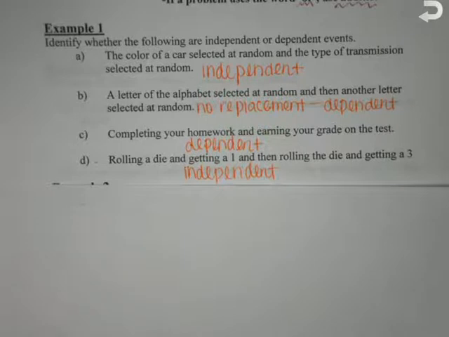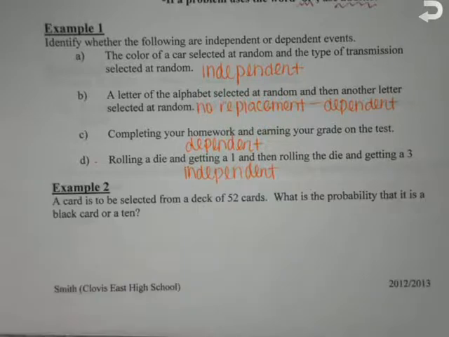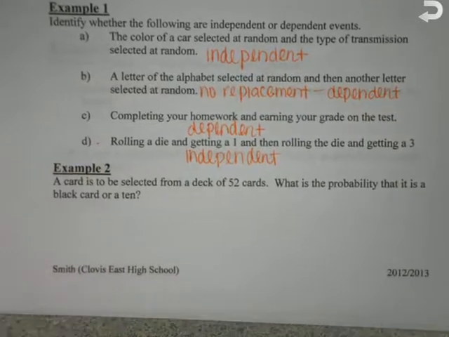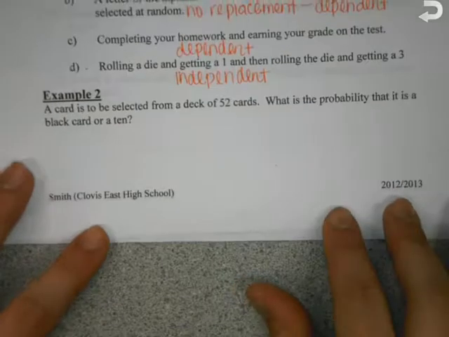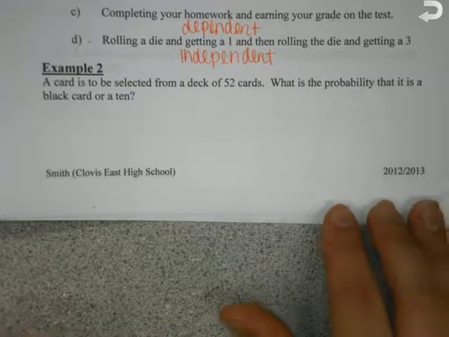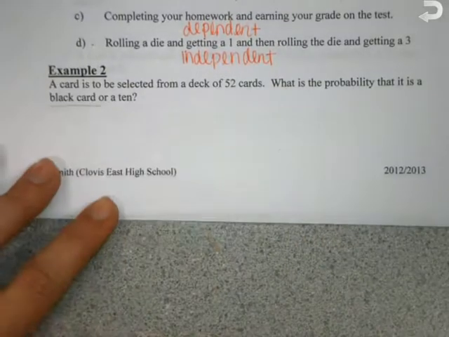So let's take a look at example 2 then. A card is to be selected from a deck of 52 cards. What is the probability that it is a black card or a 10? This is a review question of what we've been doing before. So we are looking at the probability of it being a black card. How many black cards are there? 26 out of 52.